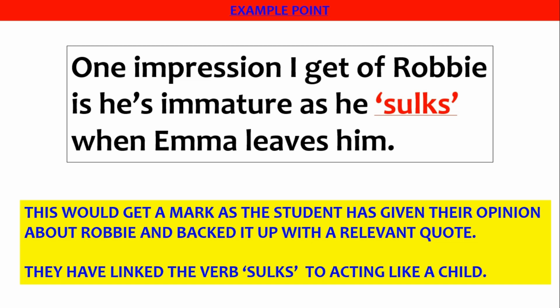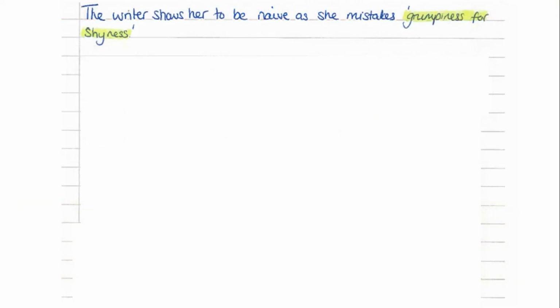So this person linked the verb, or linked the word sulk, to acting like a child. Remember, if you know it's a verb, you can say it is. I would say don't bother if you're looking for a grade 5, grade 6. Just say you can link the word sulk. So in my point here, I've not even put the word sulk or the verb sulk. I've just given my quote.